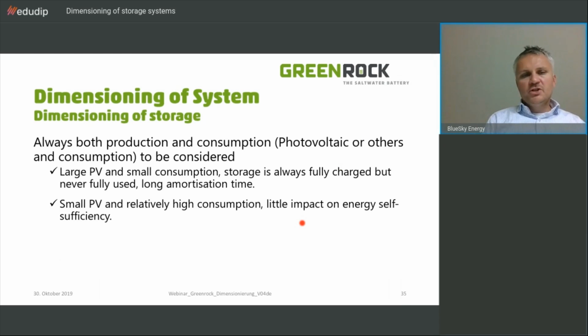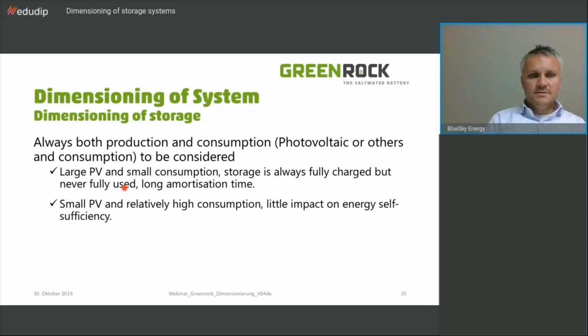Of course, when you dimension the storage system, as I outlined already, we need to consider the production side and the consumption side. It's photovoltaics in that example. It could be wind, it could be diesel, it could be something else. If you have a large PV and a small consumption, the storage is always fully charged, but not always fully used. The consequence in that case, if you have too big a photovoltaic system, is a very long amortization time for the investment.